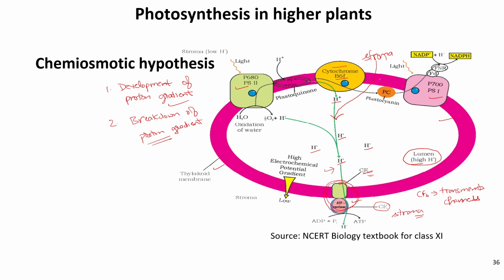As the protons flow back to the stroma, they pass through CF0, and there is a conformational change in the CF1 part. There is a mechanical rotation, and this leads to the formation of ATP, or you can say this creates the energy for the formation of ATP. So this was the chemiosmotic hypothesis, which explains the synthesis of ATP.